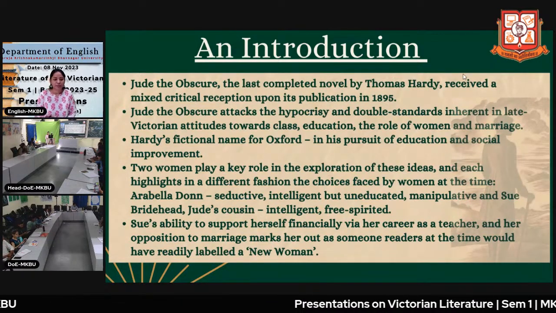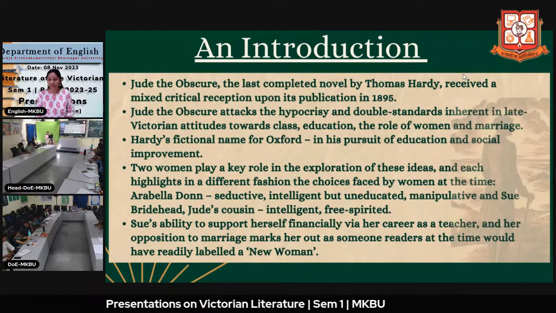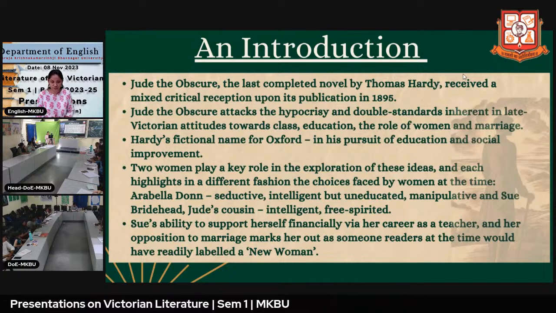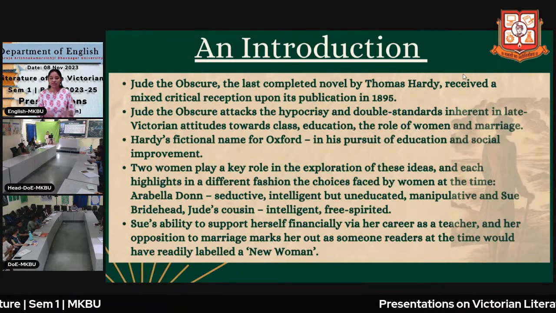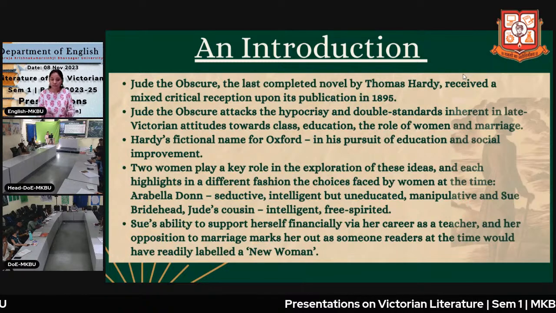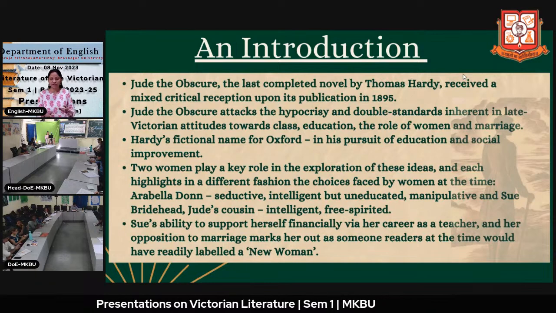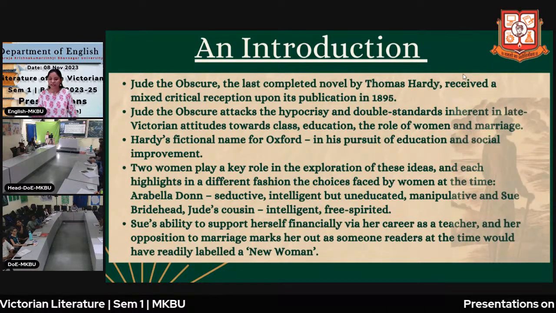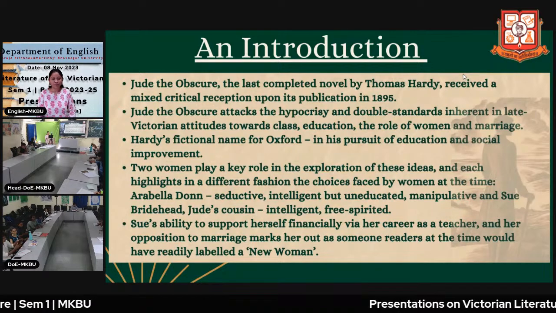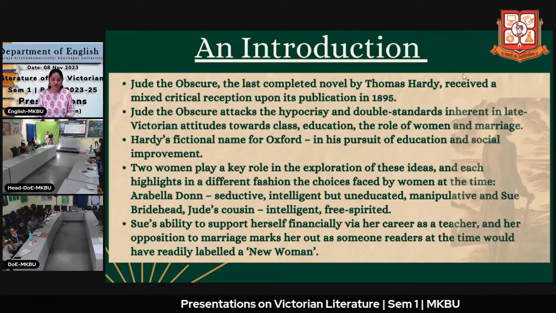Jude the Obscure attacks the hypocrisy and double standards inherent in late Victorian attitudes towards class, education, and the role of women and marriage. These are the points where Thomas Hardy focuses in all his works. He used to write on such areas as class, education, and marriage. Hardy's fictional name for Oxford is used in Jude's pursuit of education and social empowerment.